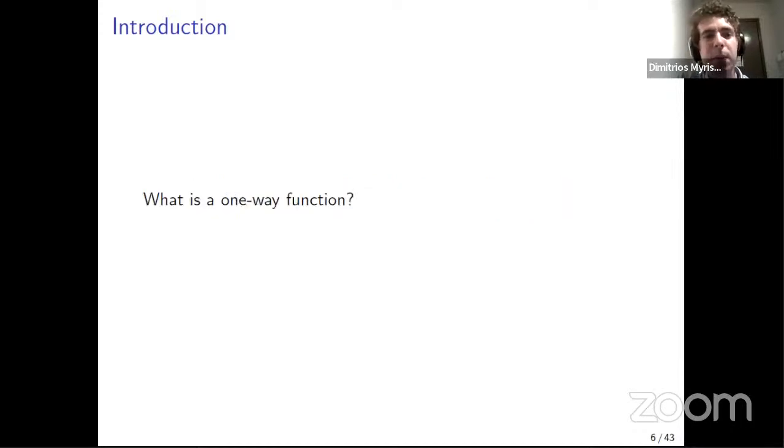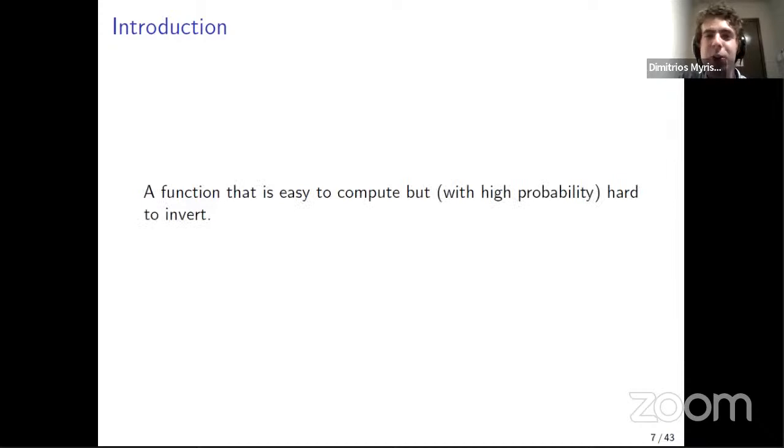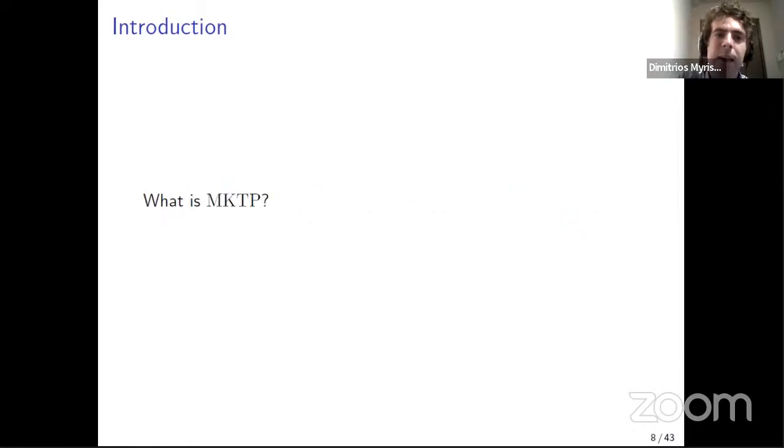Just some quick definitions. What is a one-way function? It is a function that is easy to compute, and with high probability over the choice of an input, it is hard to invert. MKTP is this meta-complexity problem that appears in the title. So let's see what that means.